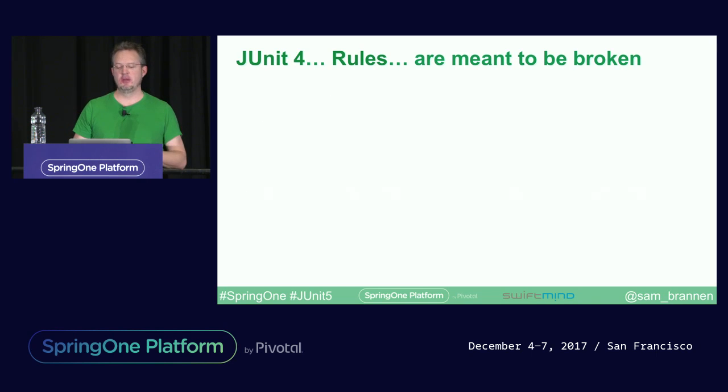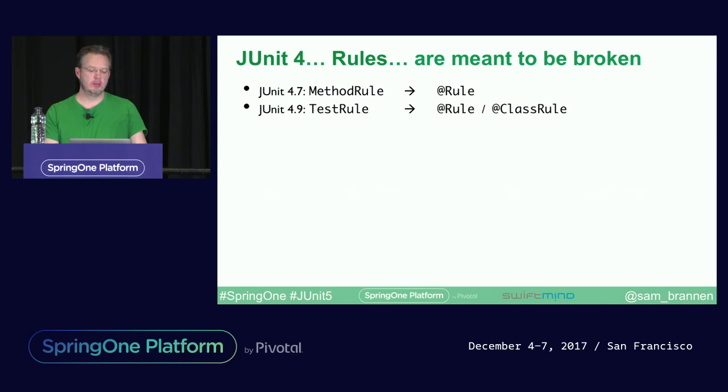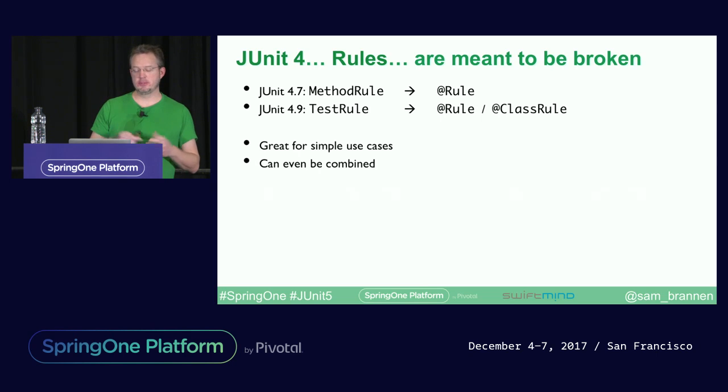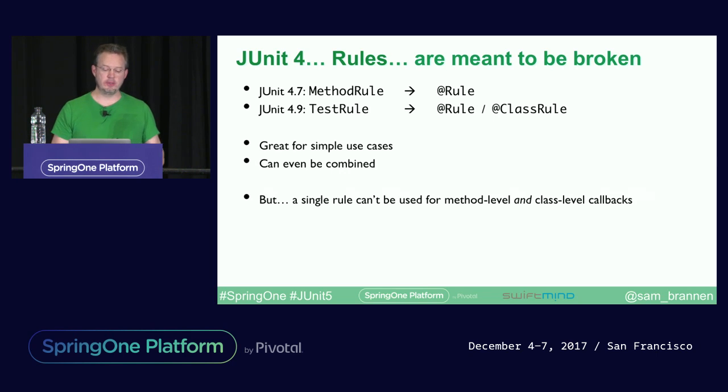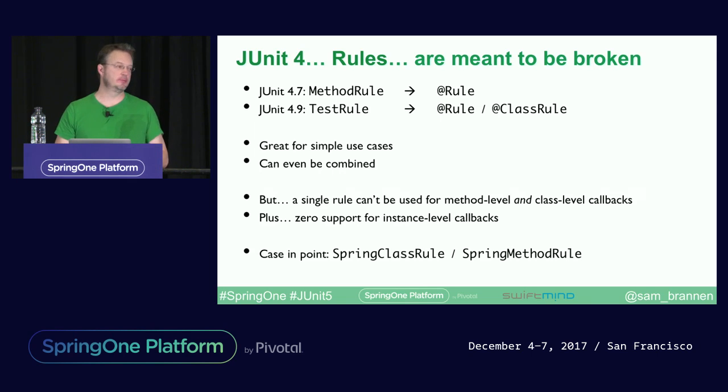So what I like to say is that JUnit 4 rules, maybe, but rather JUnit 4 rules are meant to be broken, and basically they always were. Originally there was the runner, and then they brought in the rules in JUnit 4.7. There was a method rule. Then they brought in a test rule that could be used method level and class level in JUnit 4.9. Those are great for simple use cases, and you can even combine them. It was designed that way. But a single rule can't be used for both method level and class level callbacks, which is rather a shame. Plus, there's zero support for what I call instance level callbacks, for example dependency injection. Case in point, if you know Spring, I had to implement two rules in Spring, SpringClassRule and SpringMethodRule, if you want to have the full support there.